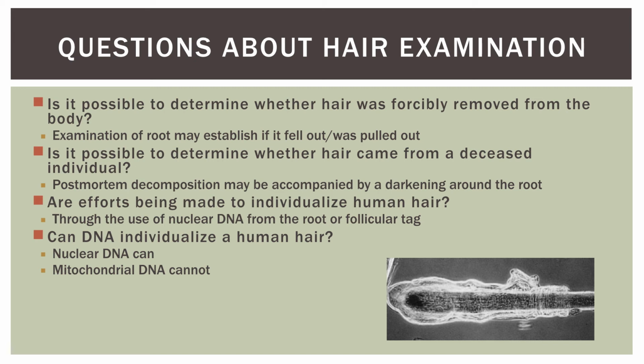Another question: are efforts being made to individualize human hair through the use of nuclear DNA from the root or the follicular tag? Yes, there are. And they have a high chance of gaining DNA evidence from a hair that is in the anagen phase or just entering into the catagen phase. Mitochondrial DNA can also be used if there's no nuclear DNA present. However, as we know, it cannot provide an individualization.